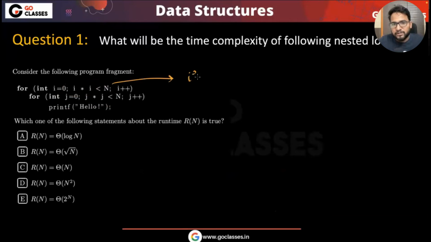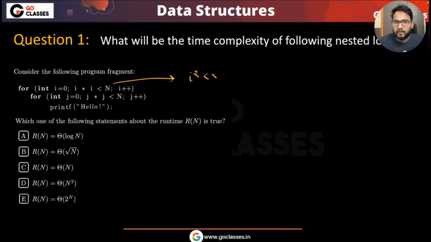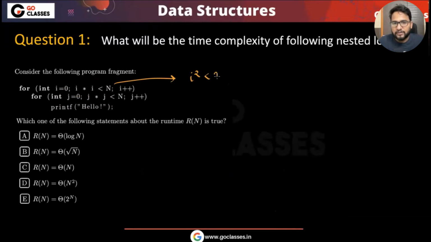i square less than n means i less than square root of n. And j square less than n means j less than root of n. So both are running root of n times, so root of n into root of n. I think order of n should be the answer, right? So theta of n is the answer.